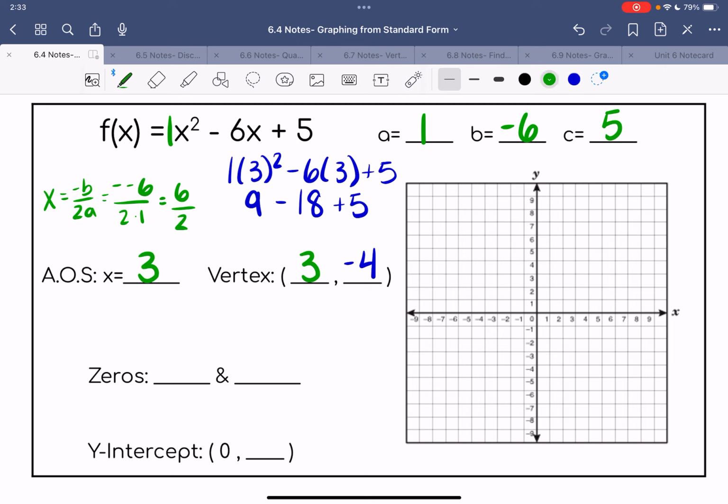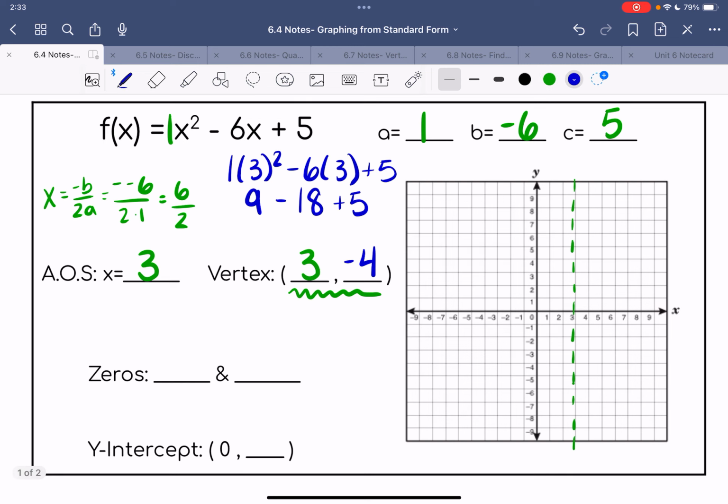So my axis of symmetry is an imaginary vertical line, so I'm going to graph it as a dotted line. That's going to go on my graph at the vertical line x equals 3. Then from there, we are going to graph my vertex, which is going to be a point along that line. It is the ordered pair (3, negative 4). So I'm going to go ahead and put a point at 3 over, down 4. That is my axis of symmetry, and my vertex, that's the bottom middle of my graph.